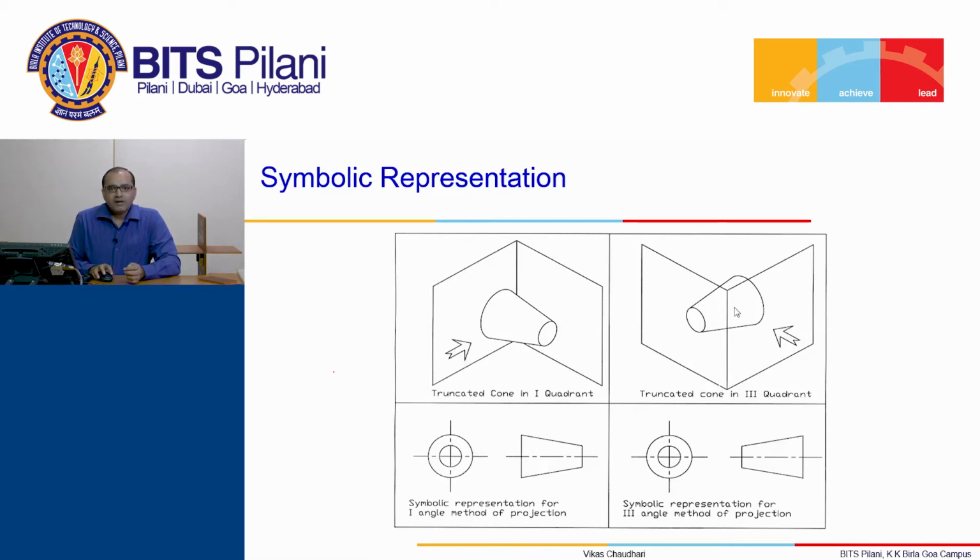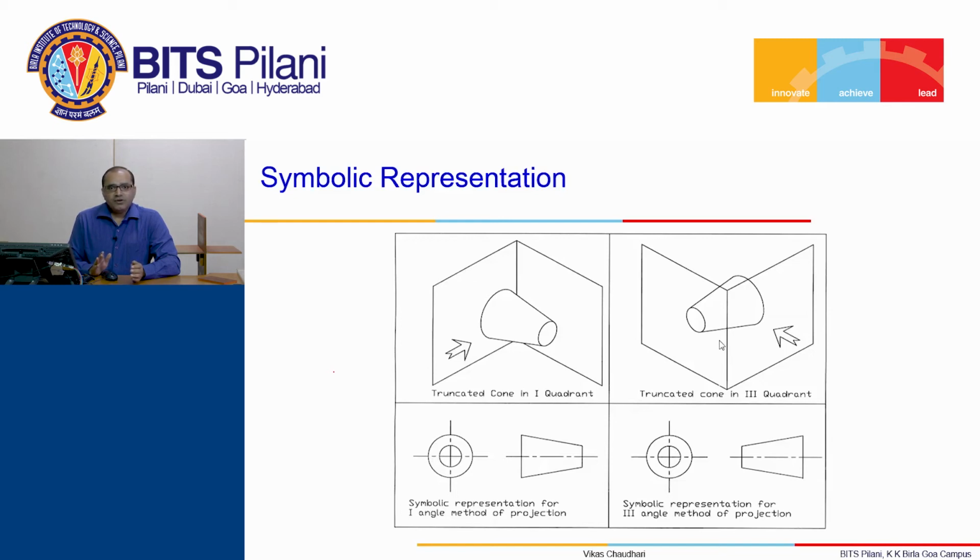Whereas the second diagram shows the object in the third quadrant. The arrow indicates the direction of the observer for the front view. We have the observer, plane of projection and object. So the front view will appear as a trapezium. The visible side view is the left hand side view, which appears on the right hand side of the front view. So these are the symbolic representations for first angle method of projection and third angle method of projection.